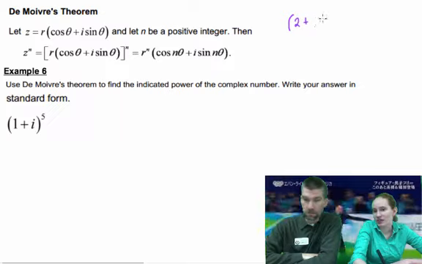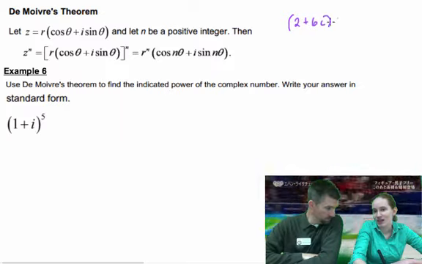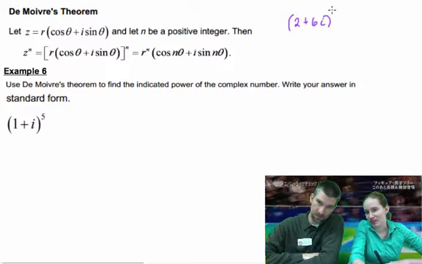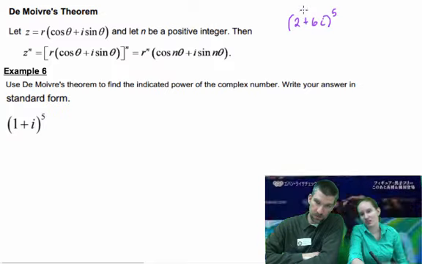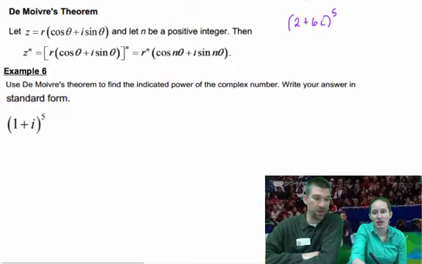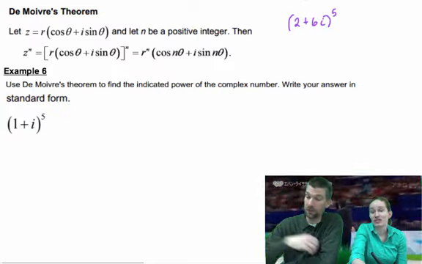Can we think for a second? No, we can't think. Never mind, I didn't ask. We will think for a second about this. What if we had to do 2 plus 6i to the 5th power? Without a calculator? Without a calculator, that's ridiculous. Good luck.